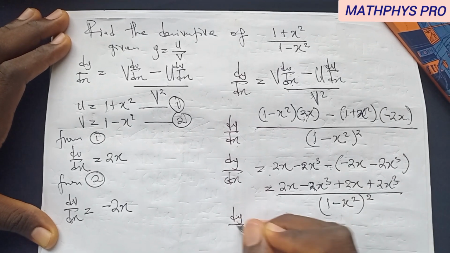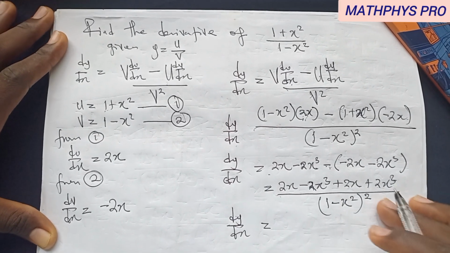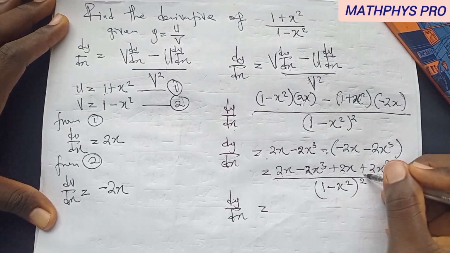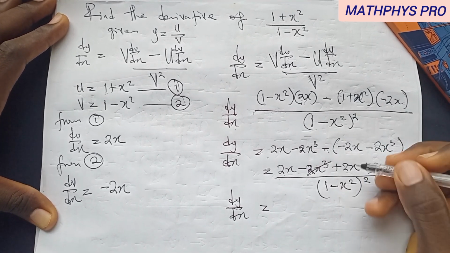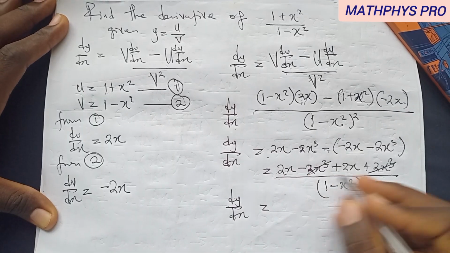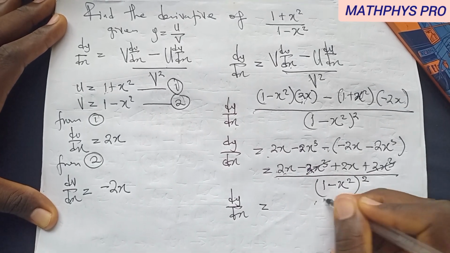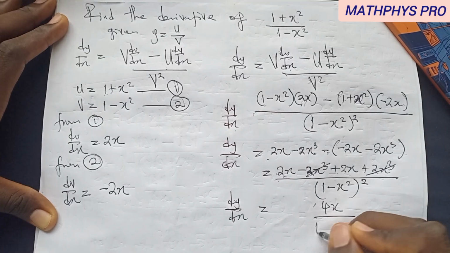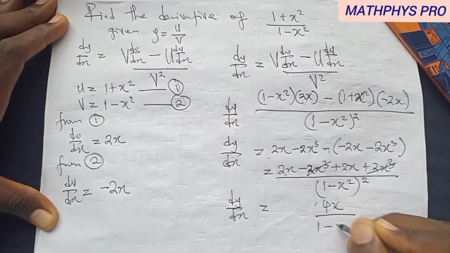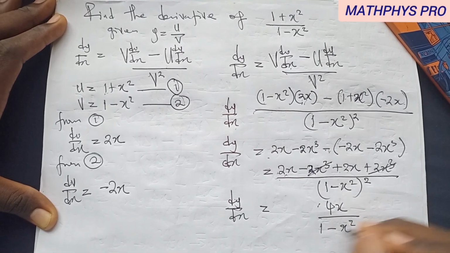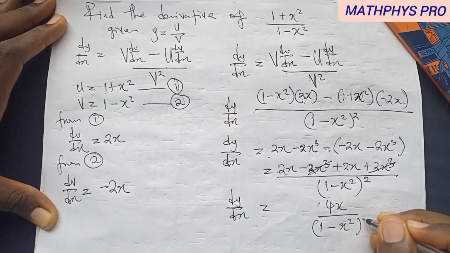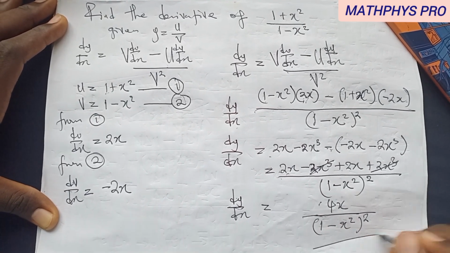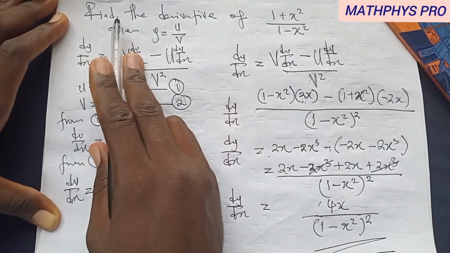So now dy/dx is equal to, this can cancel out this. So we have 2x plus 2x gives you 4x over (1 minus x squared) raised to the power 2. So this is the derivative of this question.